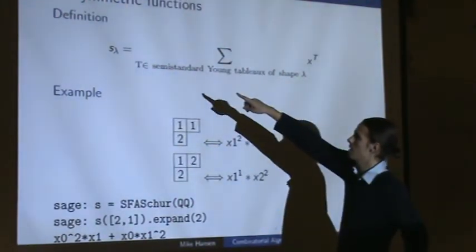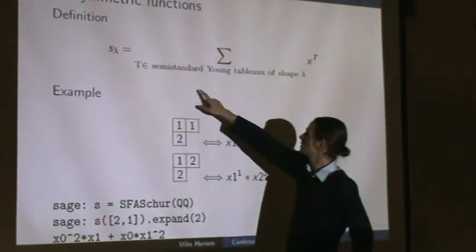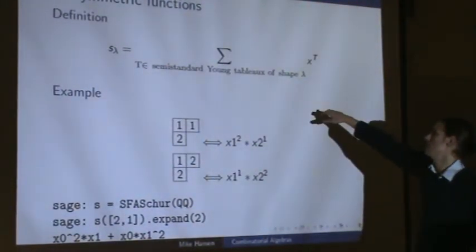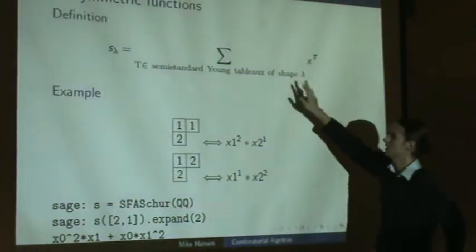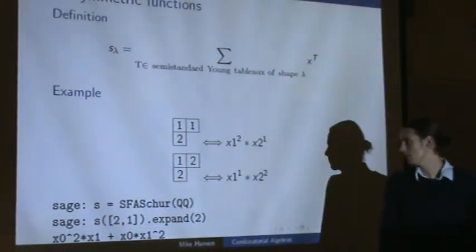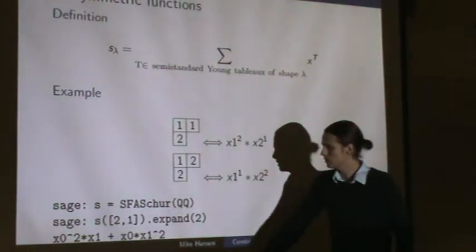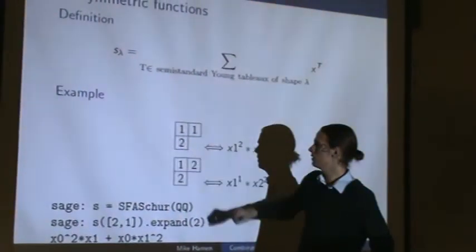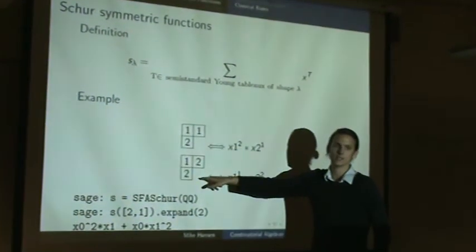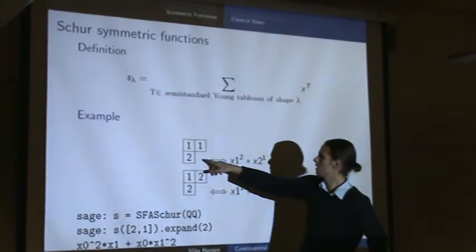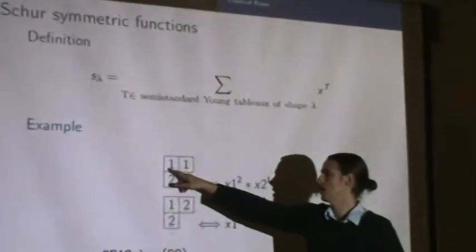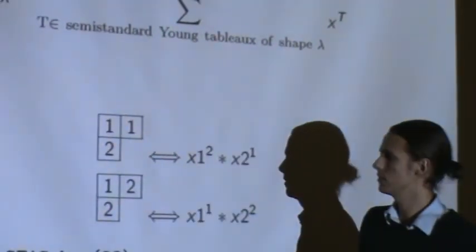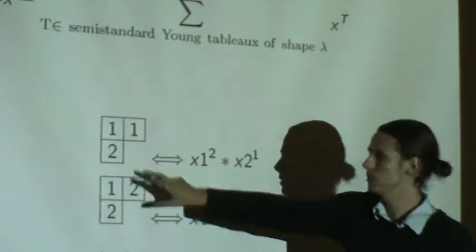What you have, s sub lambda corresponds to the sum over all semi-standard tableau of that shape, and then x to this t, where t is the tableau, and I'll show you what that means. So for 2, 1, here is the shape corresponding to 2 and then 1, and these are the 2 semi-standard tableau, where we fill it in with 1s and 2s, and it has to be weakly increasing on the rows, strictly increasing with the columns. So these are the 2 ways to do it.